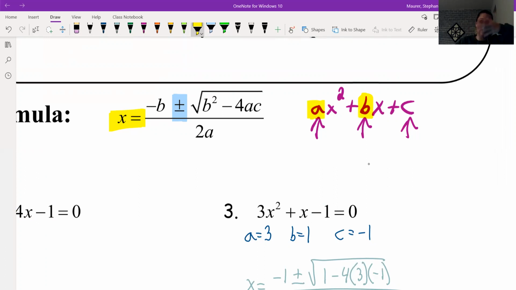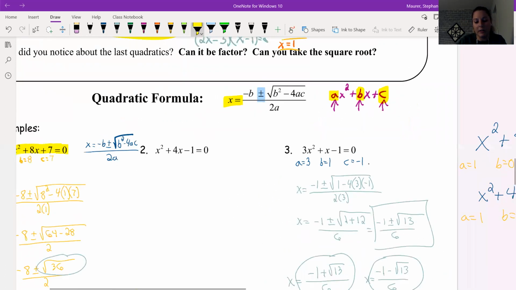If they all were just no x's at all, how do we tell them apart? So the x squared tells you that that's the a, the x tells you that's the b, and the one that has no variable, that's your c. But again, it's really just the numbers, not the x. Plug them into the formula and simplify. So that's what your homework's going to be tonight.